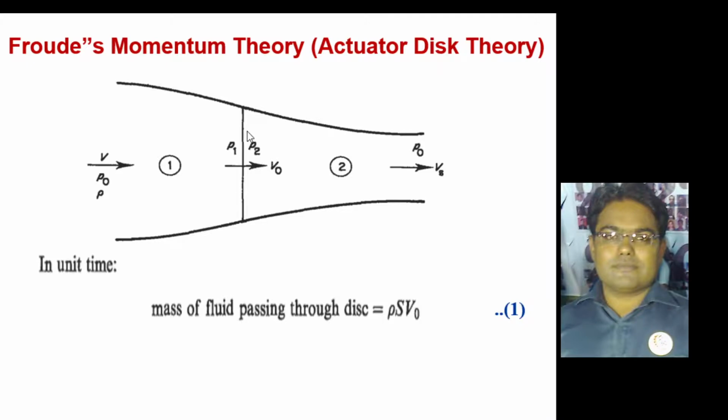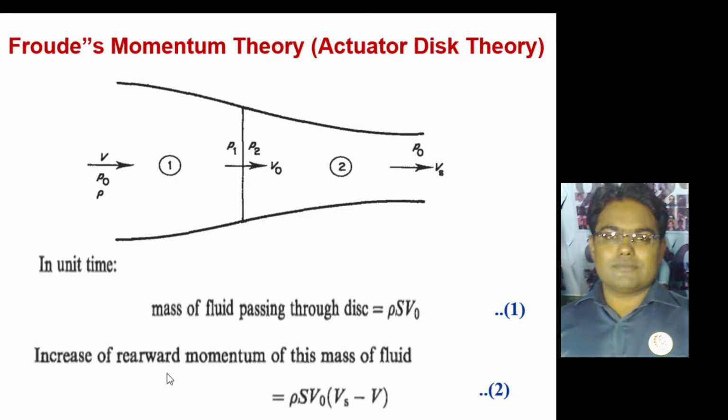And this is very thin. So density times area times velocity is called the mass flow, which is entering through the disk. Second, the increase of rearward momentum of the mass flow. So the mass flow entering is rho s v naught, and the mass flow leaving is rho s vs.